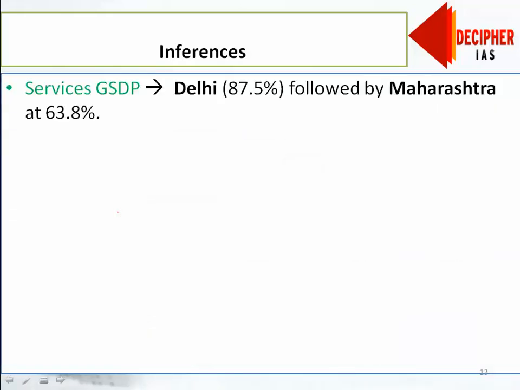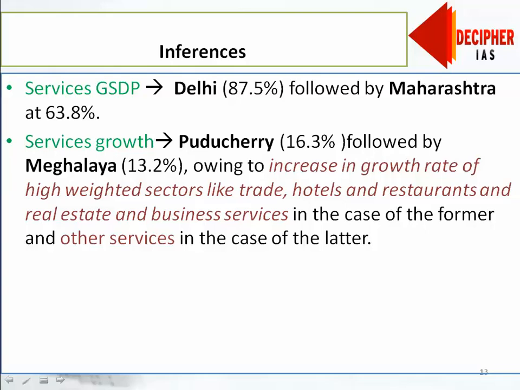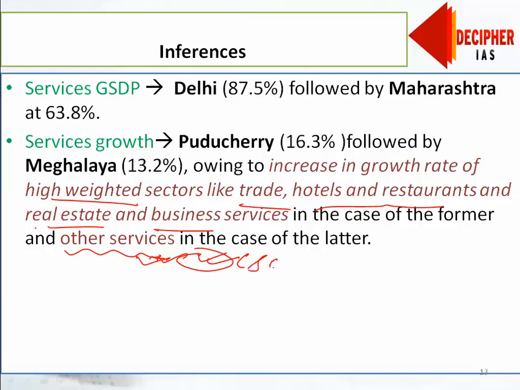So see the inferences. Services GSDP, Delhi has the highest, as I have just told you, followed by Maharashtra at 63.8%, and above Maharashtra there is Kerala. Services growth, if you talk about, Puducherry leads with 16.3% growth in services, followed by Meghalaya with 13.2% growth in services, and the growth in Puducherry is due to the increased growth rate of high weight sectors like trade, hotels, restaurants, etc. And in the case of Meghalaya, it is due to other services which are not included in the accounts of services given by the CSO, Central Statistical Office.